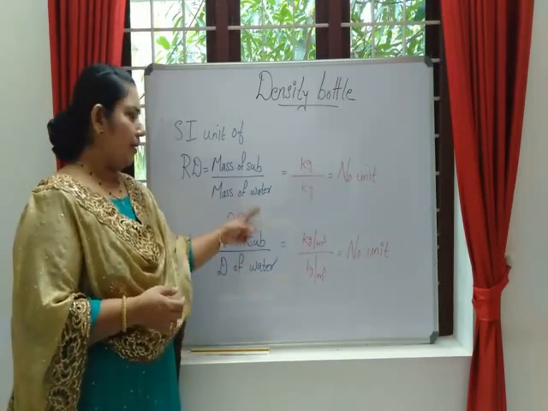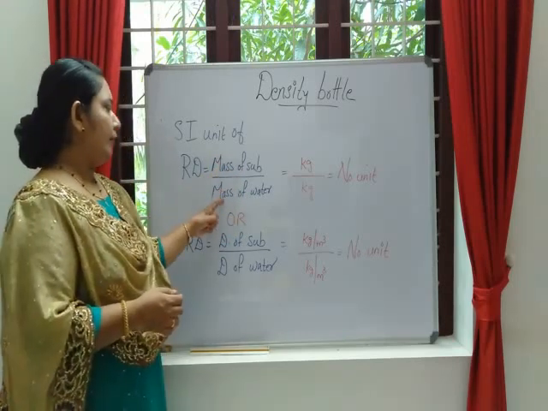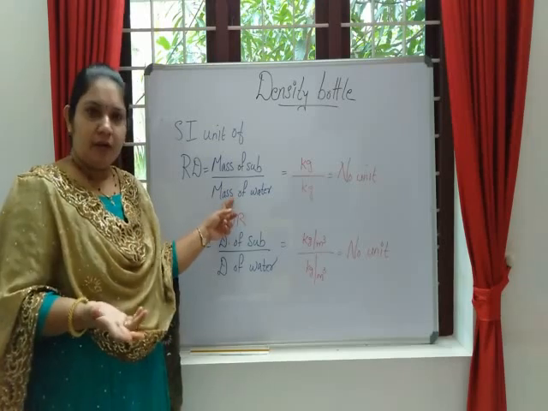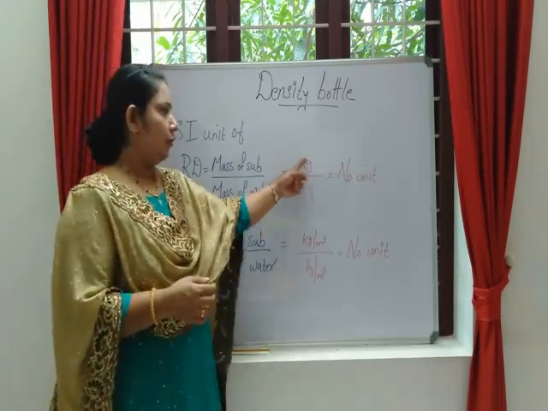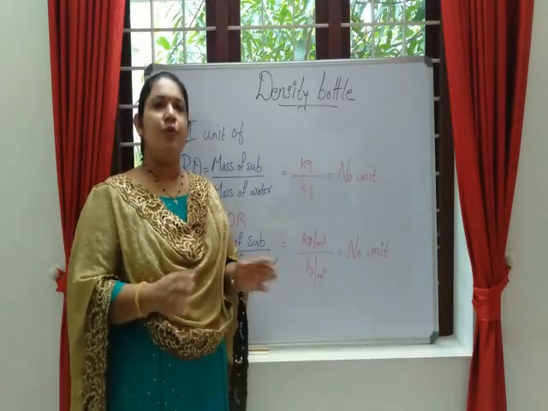Here you can see we are comparing it with water. In both cases, you can see mass by mass. The SI unit of mass is kilogram. Again, for water also, the SI unit is kilogram. So, kilogram per kilogram will get cancelled. Then we can say that there is no unit.